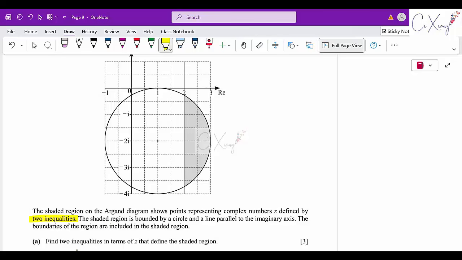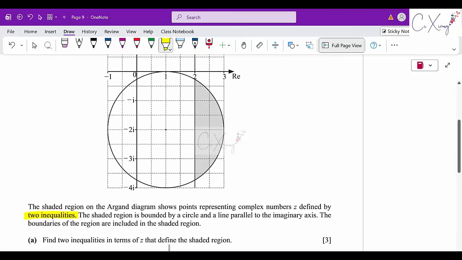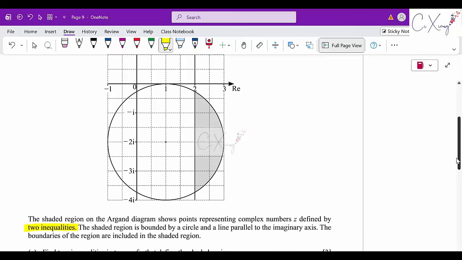They want us to find the 2 inequalities in terms of z that define the shaded region. Alright, so first of all, you can see that the shaded region is bounded by the circle. And then what's the general formula that we will have? It will be modulus z minus the center of the circle, less than the radius. When it is bounded by the circle, that means it is less than the radius that we have.